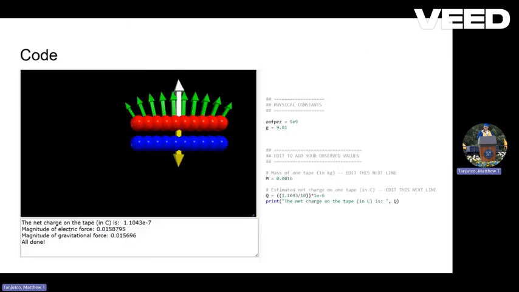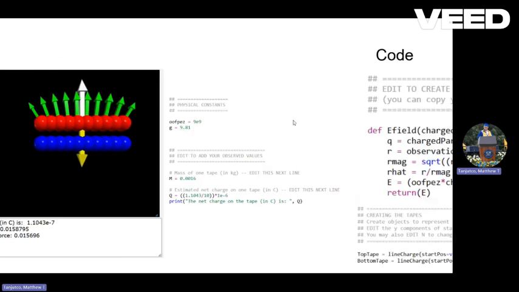So here's what the code resulted in. As you can see, the charge on the tape was 1.1043 times 10 to the negative 7. But the magnitude of the electric force on the tape was 0.0158, which is around the same as the gravitational force. On the left, you can see the constants of the code.